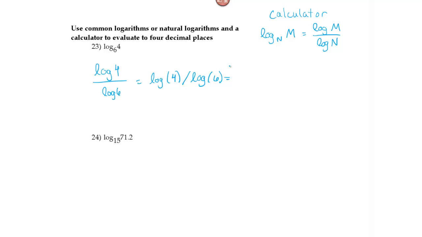I get 0.7737. It asks us for 4 decimal places, so naturally we should oblige. And this one is log 71.2 divided by log 15. Then you get 1.5751.